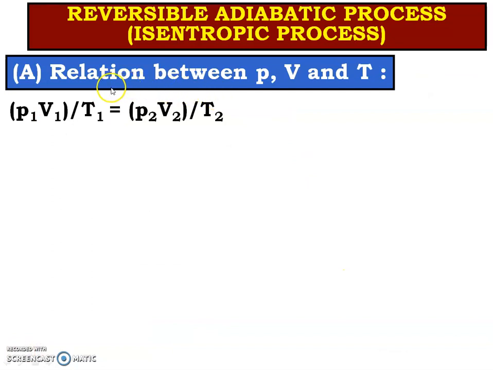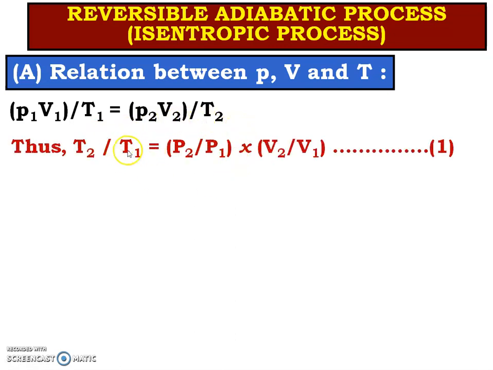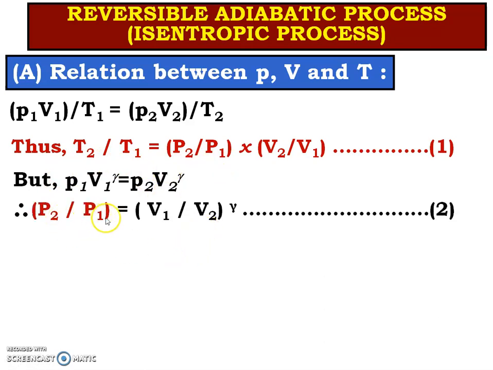Now let us start with the first relationship between P, V and T. Starting from the equation P1V1 by T1 is equal to P2V2 by T2, we can write T2 by T1 is equal to P2 by P1 multiplied by V2 by V1. Now the adiabatic law: P1V1 raised to gamma is equal to P2V2 raised to gamma. Find out the value of P2 by P1 from this equation. So P2 by P1 is equal to V1 by V2 raised to gamma.